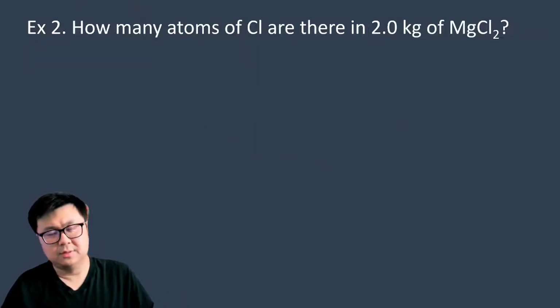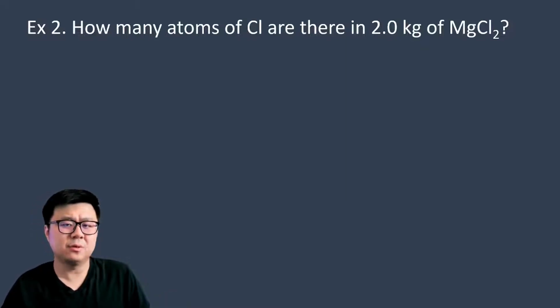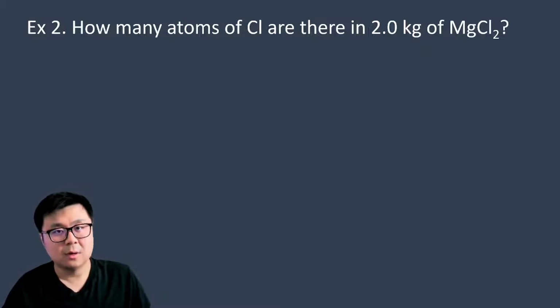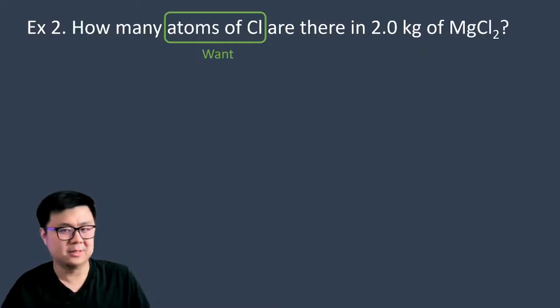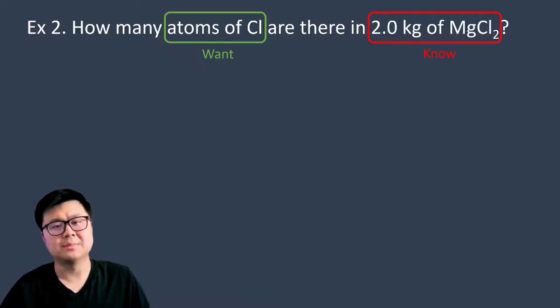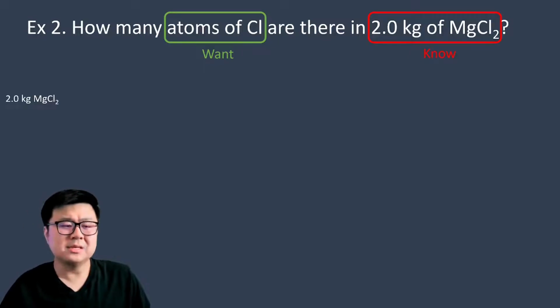Next question. This one's a bit longer and you'll see why. The question says, how many atoms of chlorine are there in 2 kilograms of magnesium chloride? Well, again, what do they want? They want the atoms of chlorine, and what are we given? We're given 2 kilograms of MgCl2. So starting with what we know, we see that we have a problem because we're starting off with kilograms.